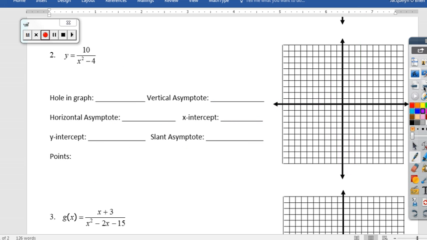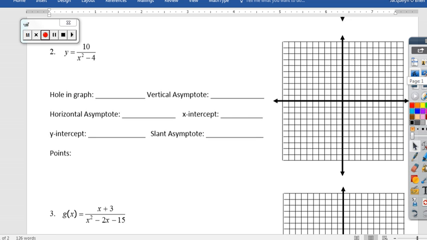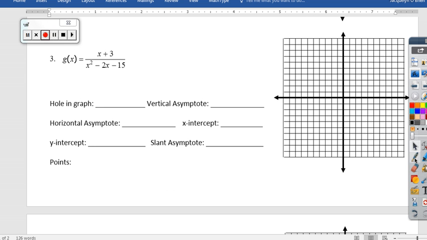All right, let's move on to example number 3. First thing, as always, we're going to factor. I am noticing that my exponent in the denominator is bigger than the numerator. That's going to leave me with a horizontal asymptote at y = 0. If you have a horizontal, you cannot have a slant.